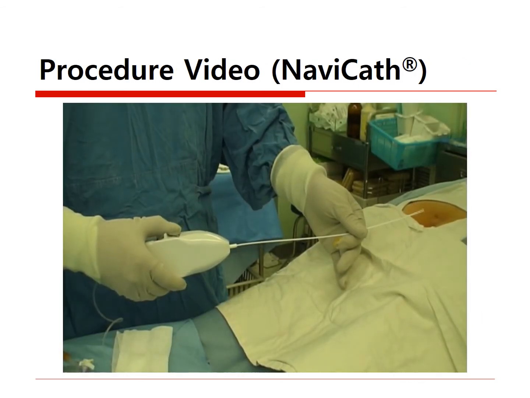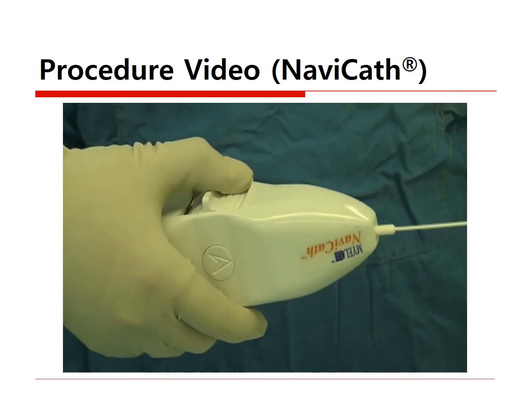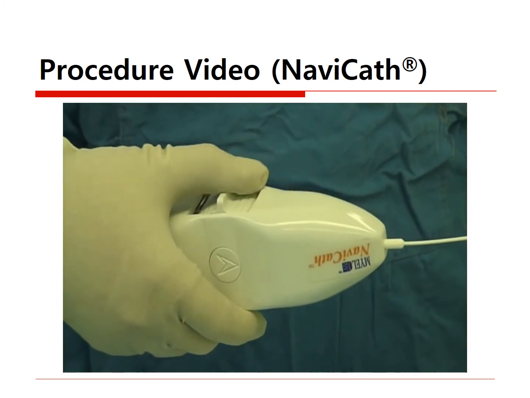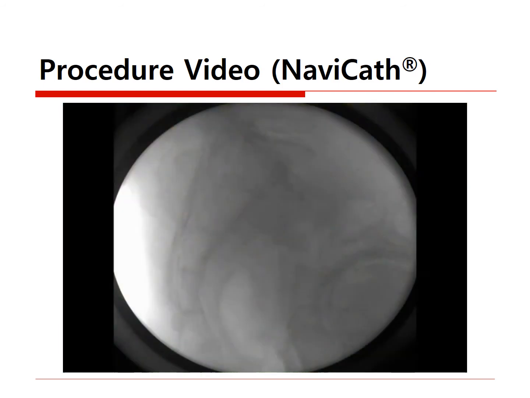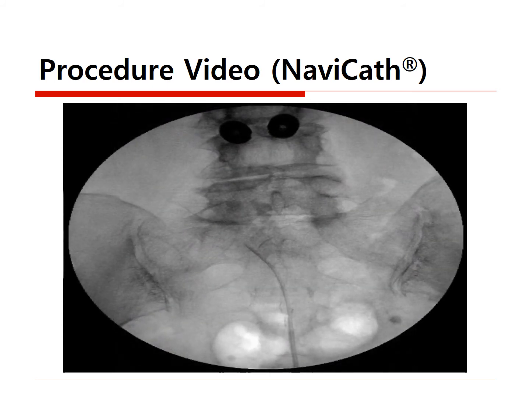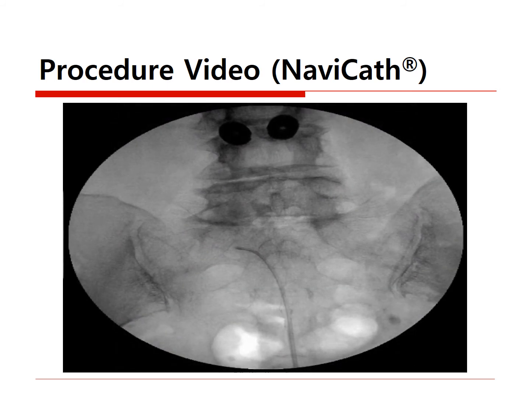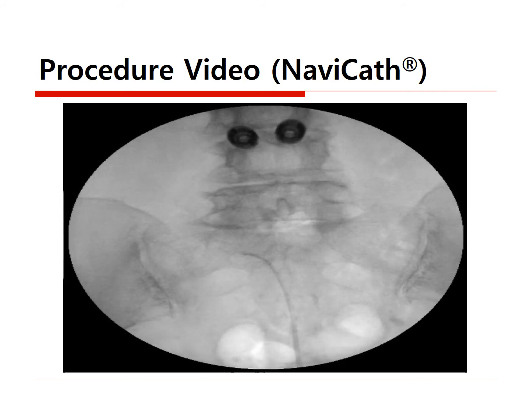Let's watch a video of epidural neuroplasty using NaviCath. NaviCath is inserted through the sacral hiatus. NaviCath is advanced to the target site under C-arm guidance, and mechanical adhesiolysis is performed around the neuroforamen.